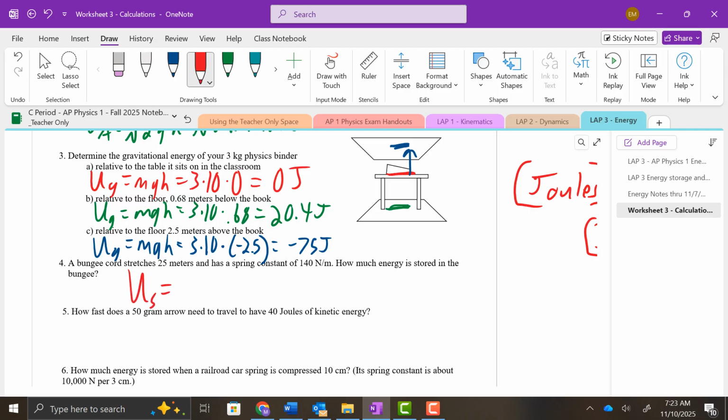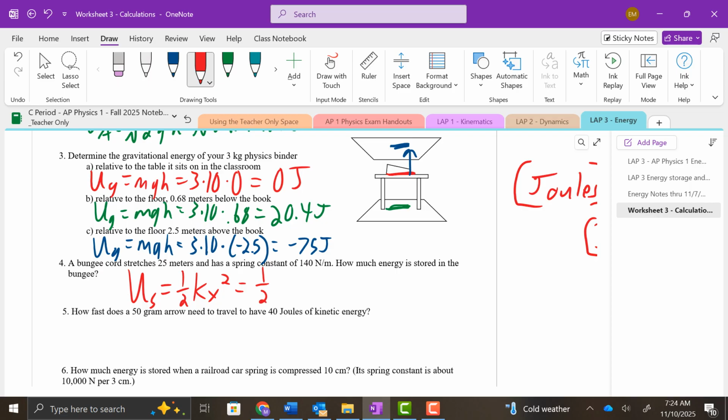The next one is this bungee cord. This bungee cord's U sub S is equal to 1/2 kx squared. And these formulas, UG, US, and K, are given to you on the formula sheet, but they're the big three that pop up for energy.